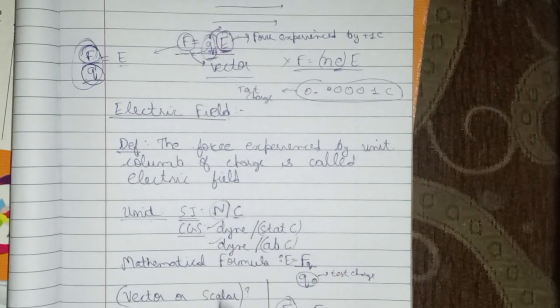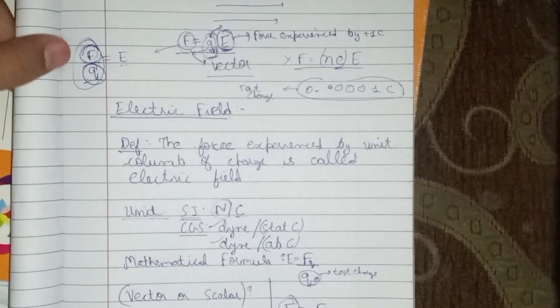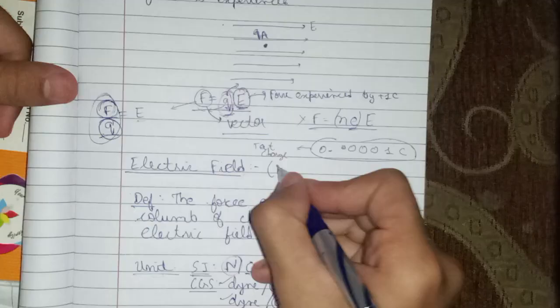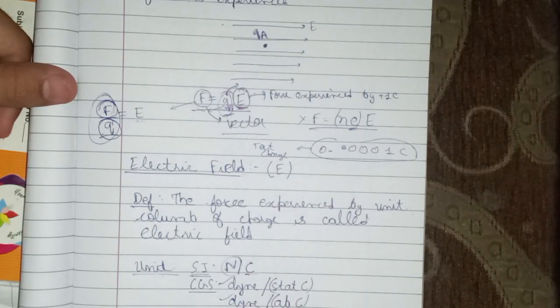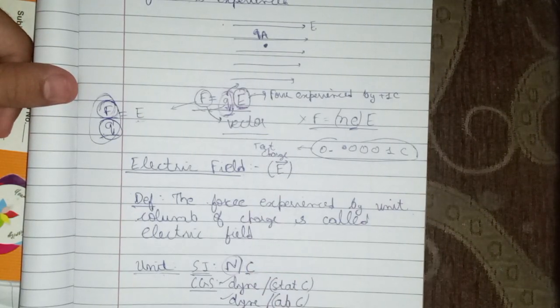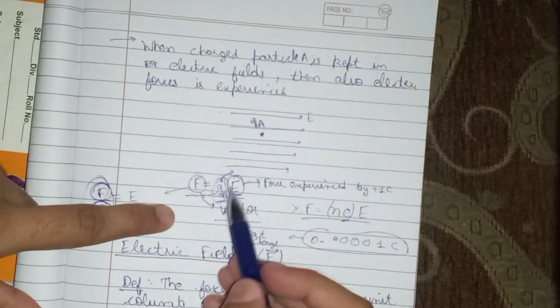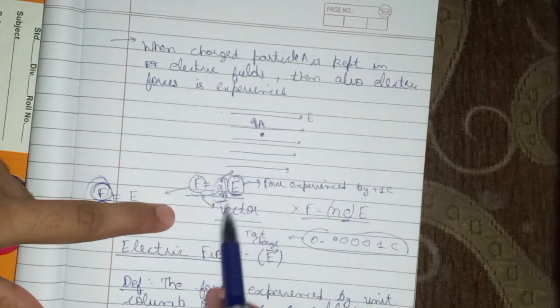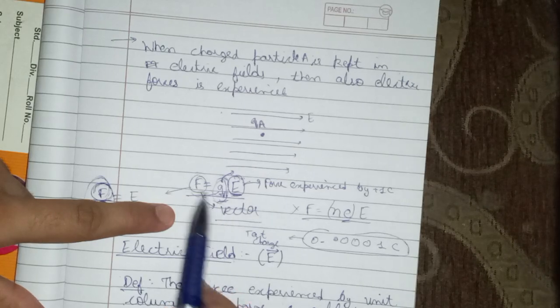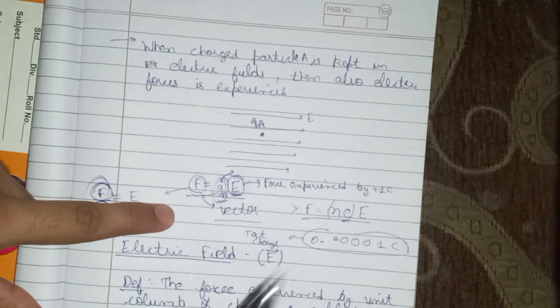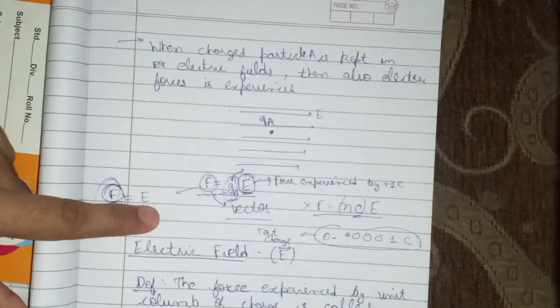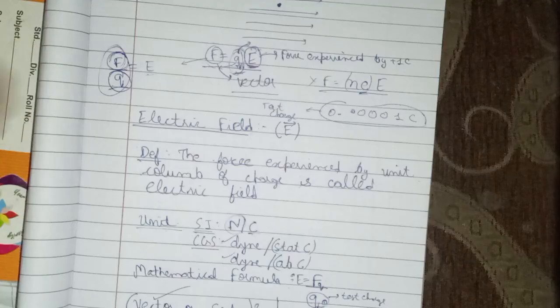These both are CGS units of electric field. Electric field is denoted by capital E. It is a vector quantity, not scalar. Okay, it does have direction. That's why once you get this force, when you multiply it by some scalar number, finally you get force, which is a vector. This is electric field, explained in short.